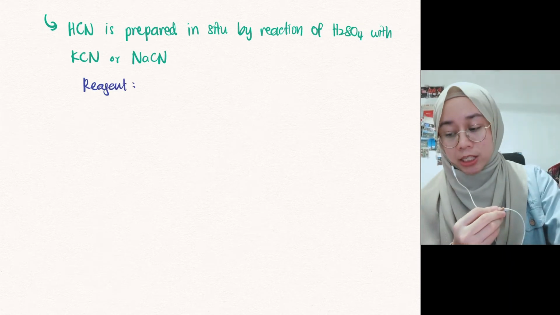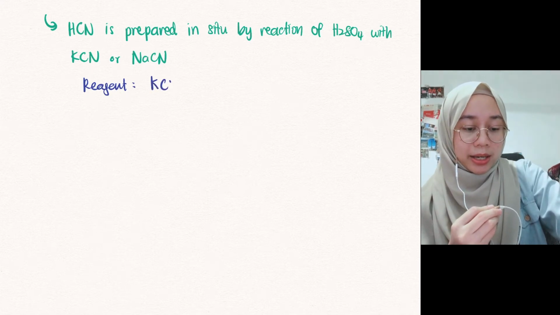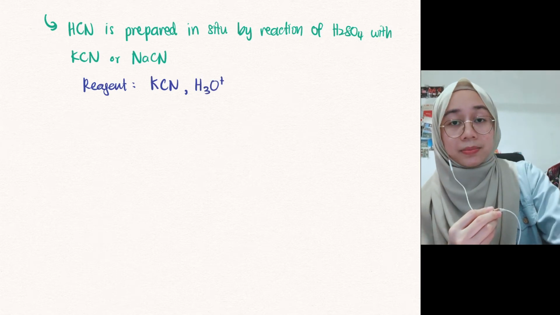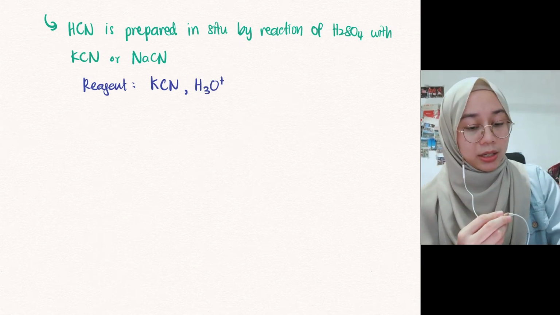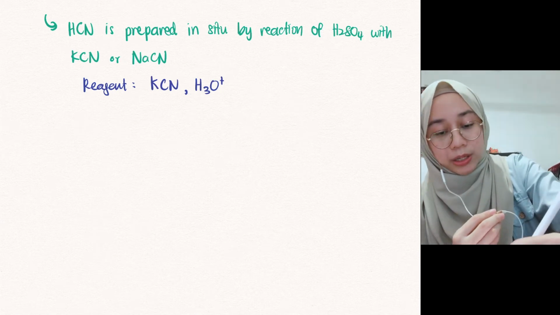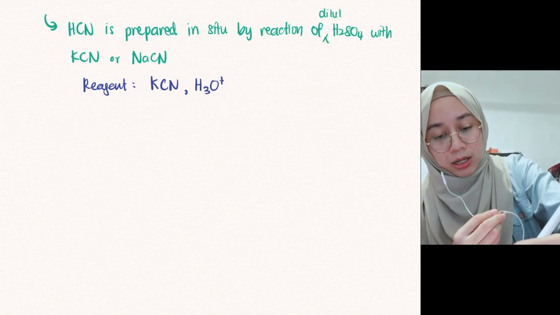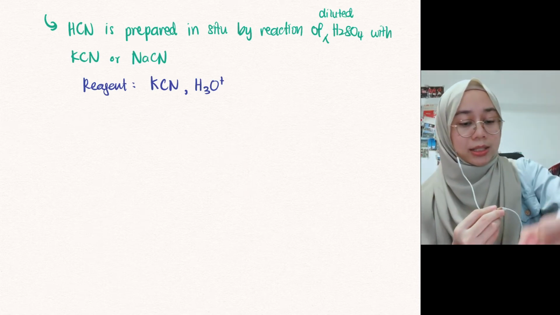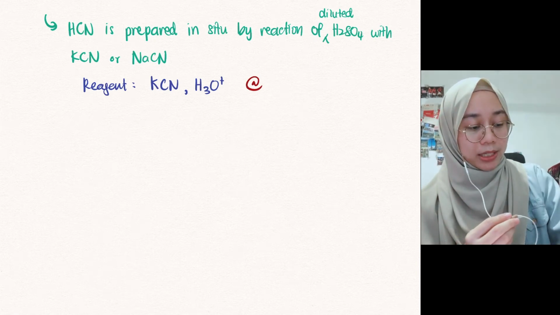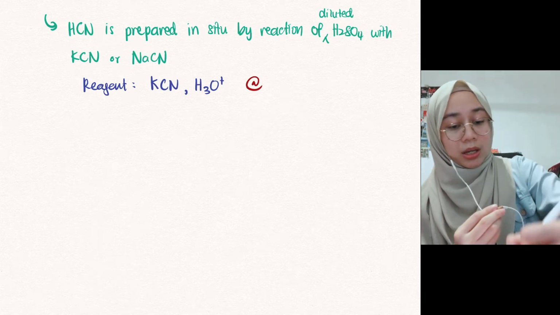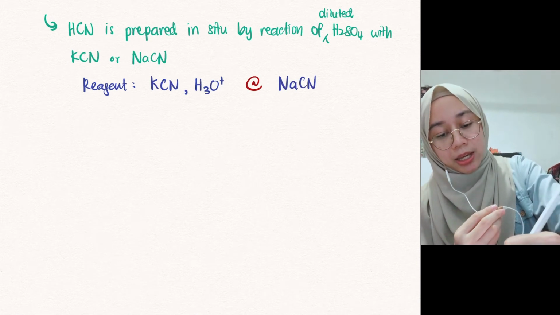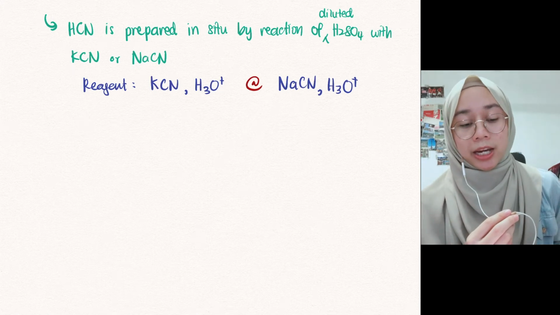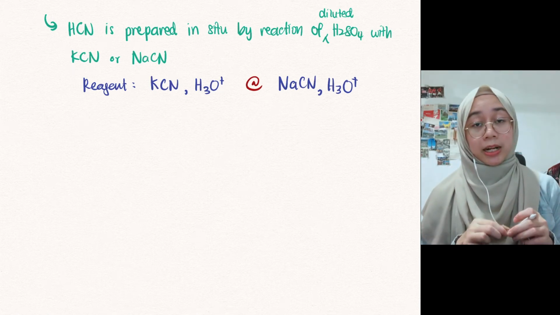Okay, bila dekat equation, kita kena tulis KCN, kena ada H3O+. Okay, oh sorry, it is actually a diluted H2SO4. Diluted H2SO4. Okay, sebab tu kita guna H3O+ kat situ. Ataupun since kadang kita guna NaCN, which is sodium cyanide. So ini kadang kita tulis NaCN H3O+. Okay, so depends dengan soalan. Okay, jadi satu benda Miss nak cakap sekali lagi.